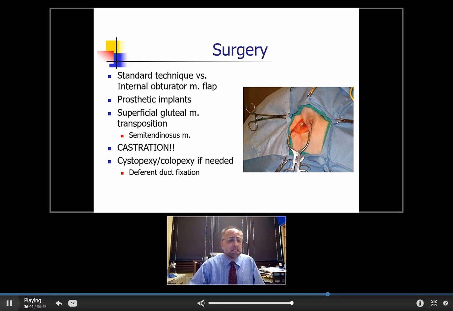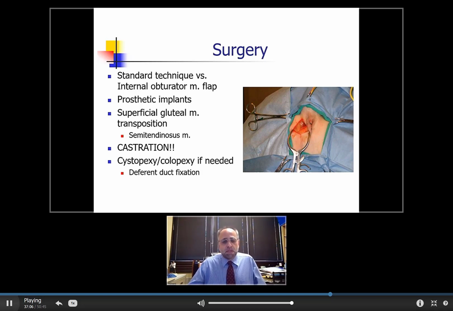In some cases, we may have to do some mesh or some prosthetic implants in there to cover up the hernial site. And in severe cases, we may have to even take the superficial gluteal muscle and transpose either that or the semitendinosus muscles to cover up these defects.